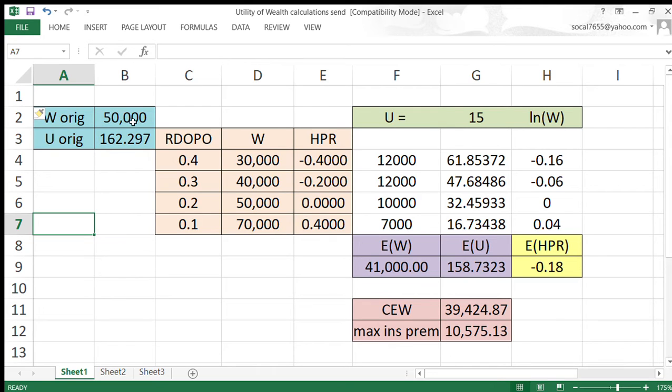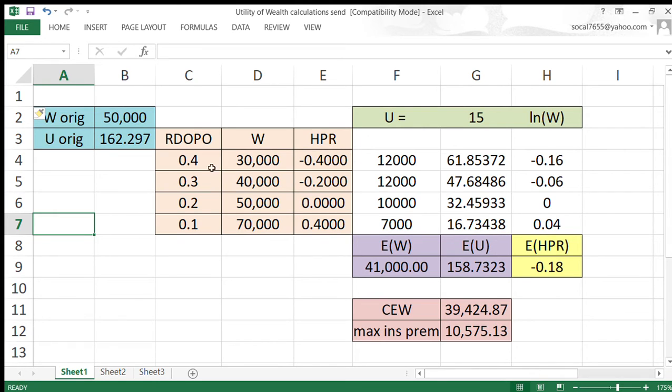So if we start with 50 and we end up with 30, it's an HPR of minus 40%. If we start with 50 and end up with 40, it's an HPR of minus 20. 50 to 50 is 0. If we start with 50 and end up with 70, then it's a plus 40% HPR. So the analysis can be done in terms of HPRs, of course.